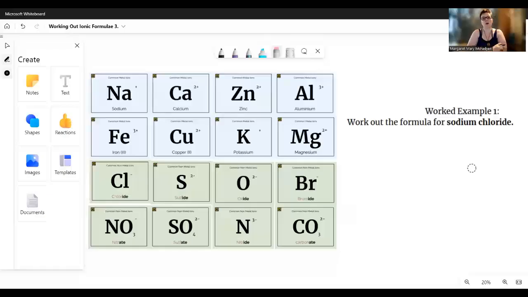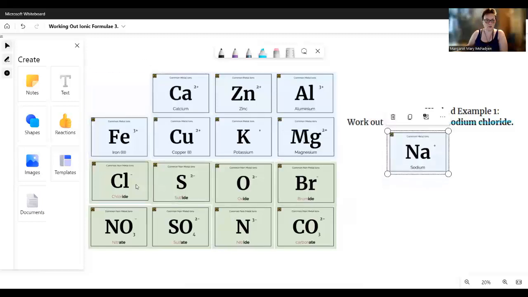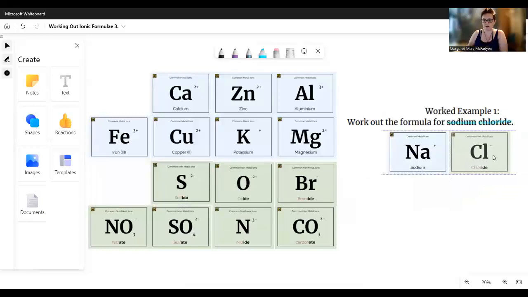So if we take our worked example number 1, the formula of sodium chloride. We're dealing with ionic compounds, so they've got 2 parts to the name. The first part is the metal ion in the light blue. The second part is a non-metal ion in the green. So the first thing we have to do is identify which ions are making up this compound. I'm going to drag the sodium ion over here, and the other one is a chloride ion, so I'm going to bring that over there.